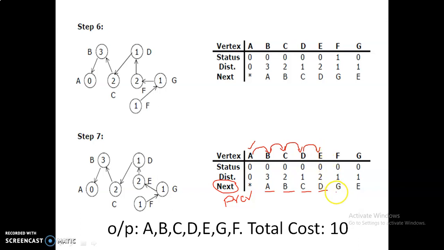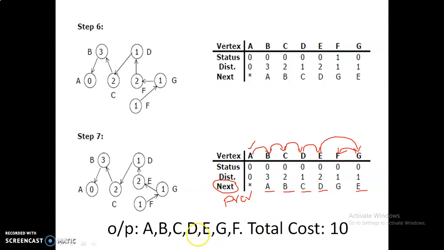Next, E is the previous vertex for G. After E, the next vertex added is G. And next, G is the previous vertex for F, so F is the next vertex. So this is the path of a spanning tree. We need to move from one vertex to another vertex.